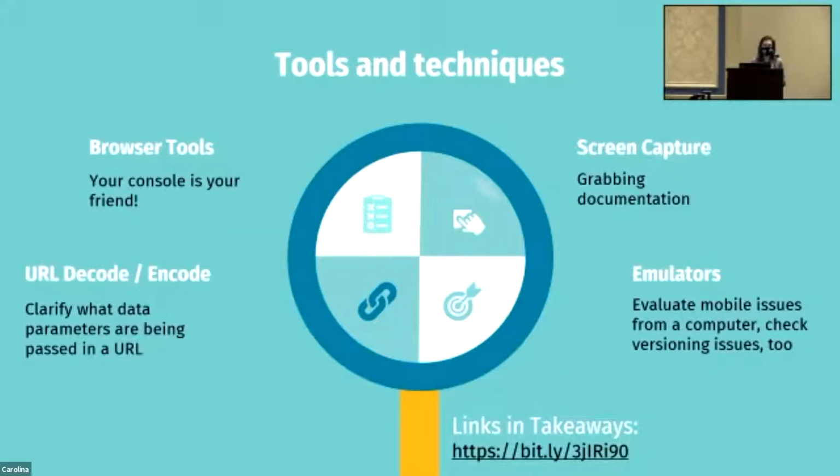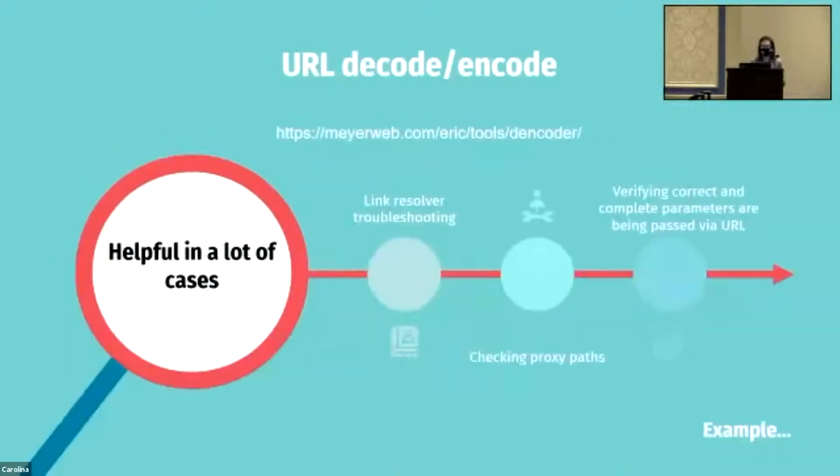I want to talk about a couple of categories of tools that can help with e-resource troubleshooting and triage. Browser tools: there's a lot of really great information you can get out of your browser. URL decode and encode, which I wish I would have found out about 6 or 7 years ago. Screen capture for documentation purposes, especially if it's something urgent and recurring that you're going to have to hand off quickly. That can be a really valuable tool to use. And then emulators, which can help you evaluate things that are happening only on certain devices, maybe only for mobile users.